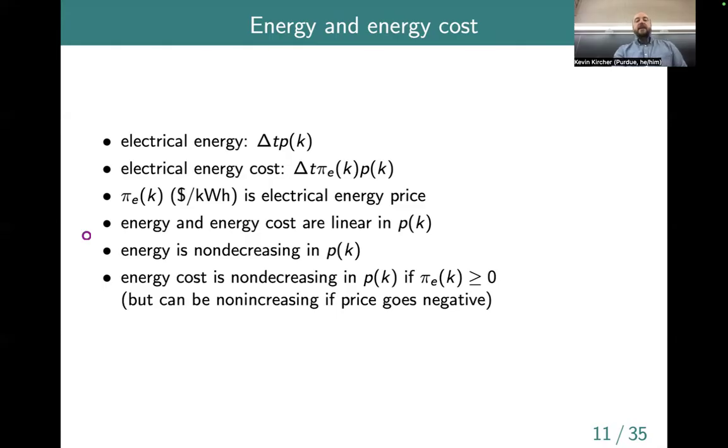Okay, so this thing is linear in P and non-decreasing as well, because generally speaking, we talked about monotonicity of affine functions. You basically just look at the sign of the multiplier, the A vector. And so here we're just multiplying by delta t. That thing is always positive. Here we'd have delta t times the price, which in general could be positive or negative.